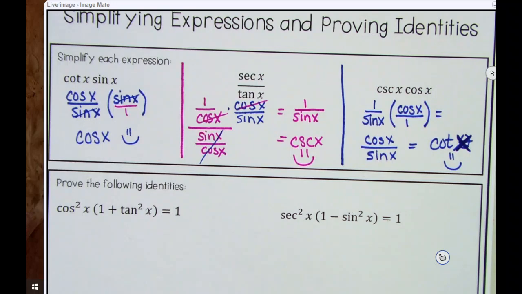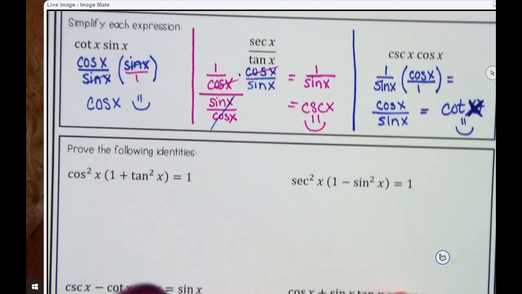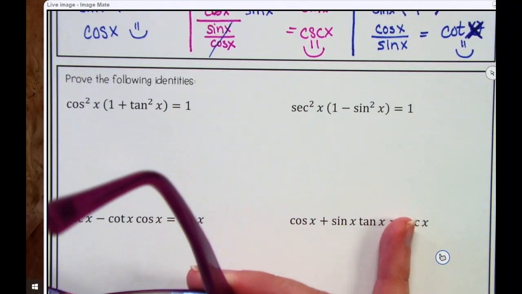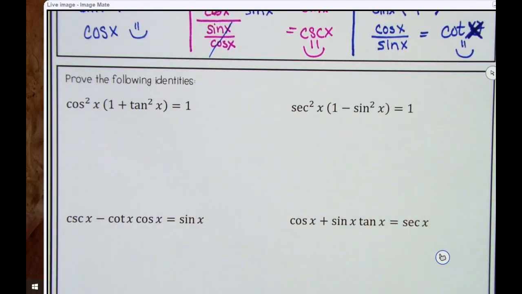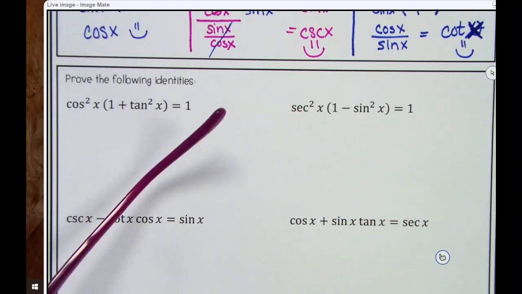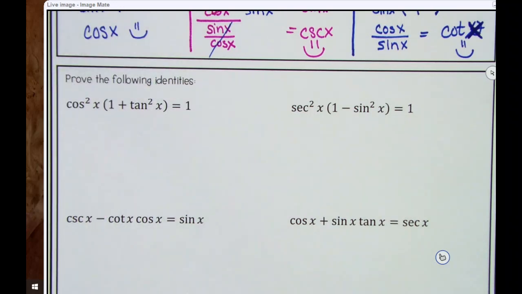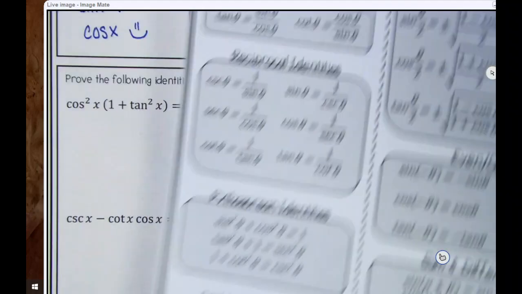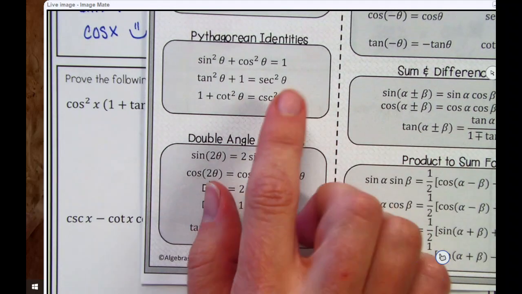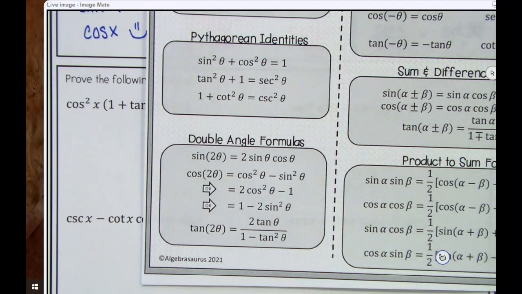Those are friendly. They're not horrible. These are a little more labor intensive. We went from simplifying to now we are proving. And I'll show you how to do that in ALEKS as well. Now, with these identities, we are also going to add the Pythagorean identities.